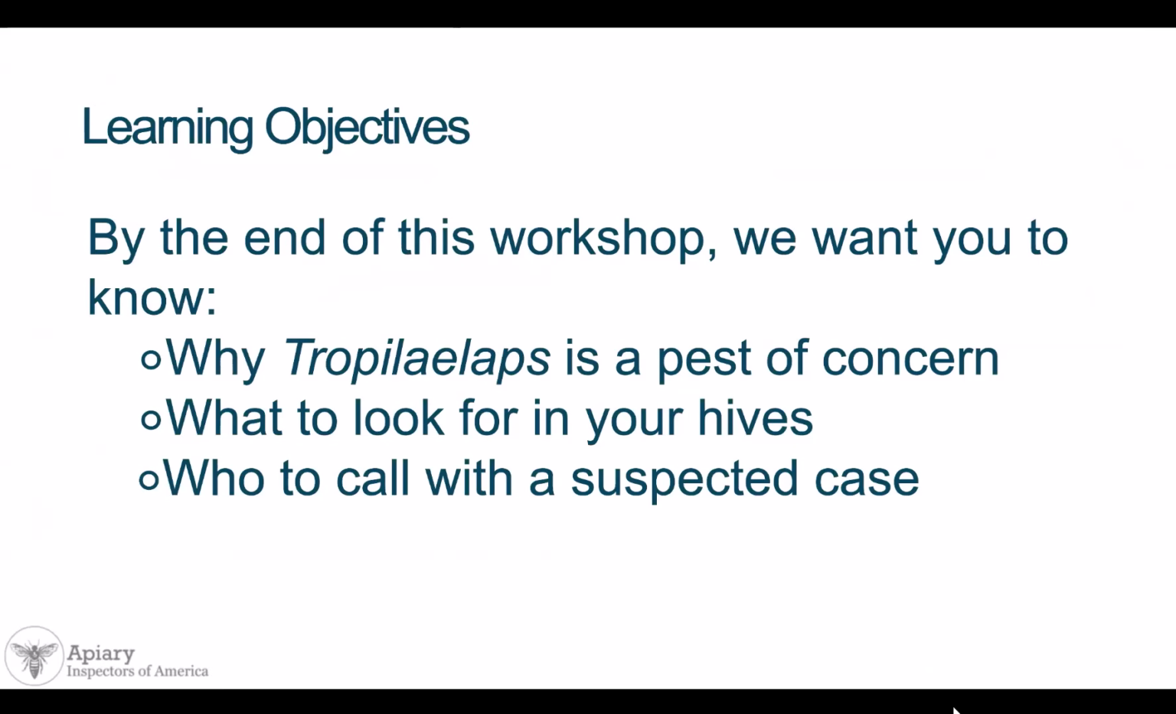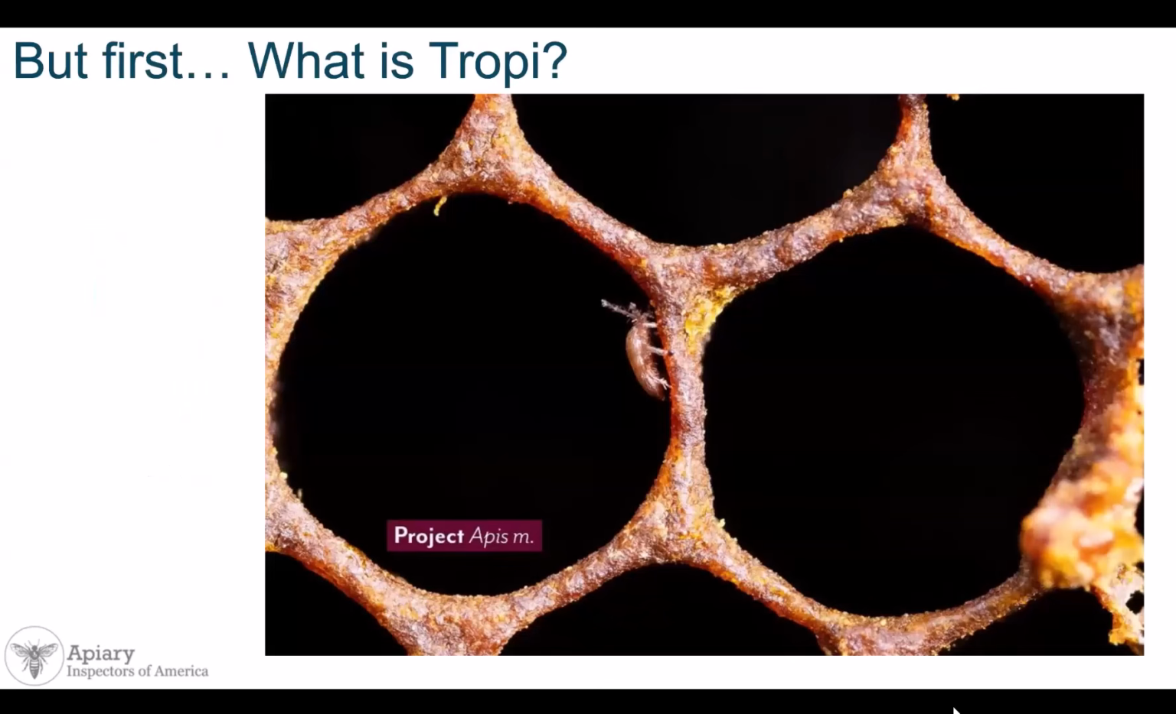presentation today. By the end of this workshop, we want to make sure that everyone knows why Tropilaelaps is a pest of concern, what to look for in your hives, and who to call with a suspected case. That is very relevant to what's been happening in the last few weeks. We want to make sure that everyone knows if they find something, who to call and what the proper steps are. But first off, what is Tropi?